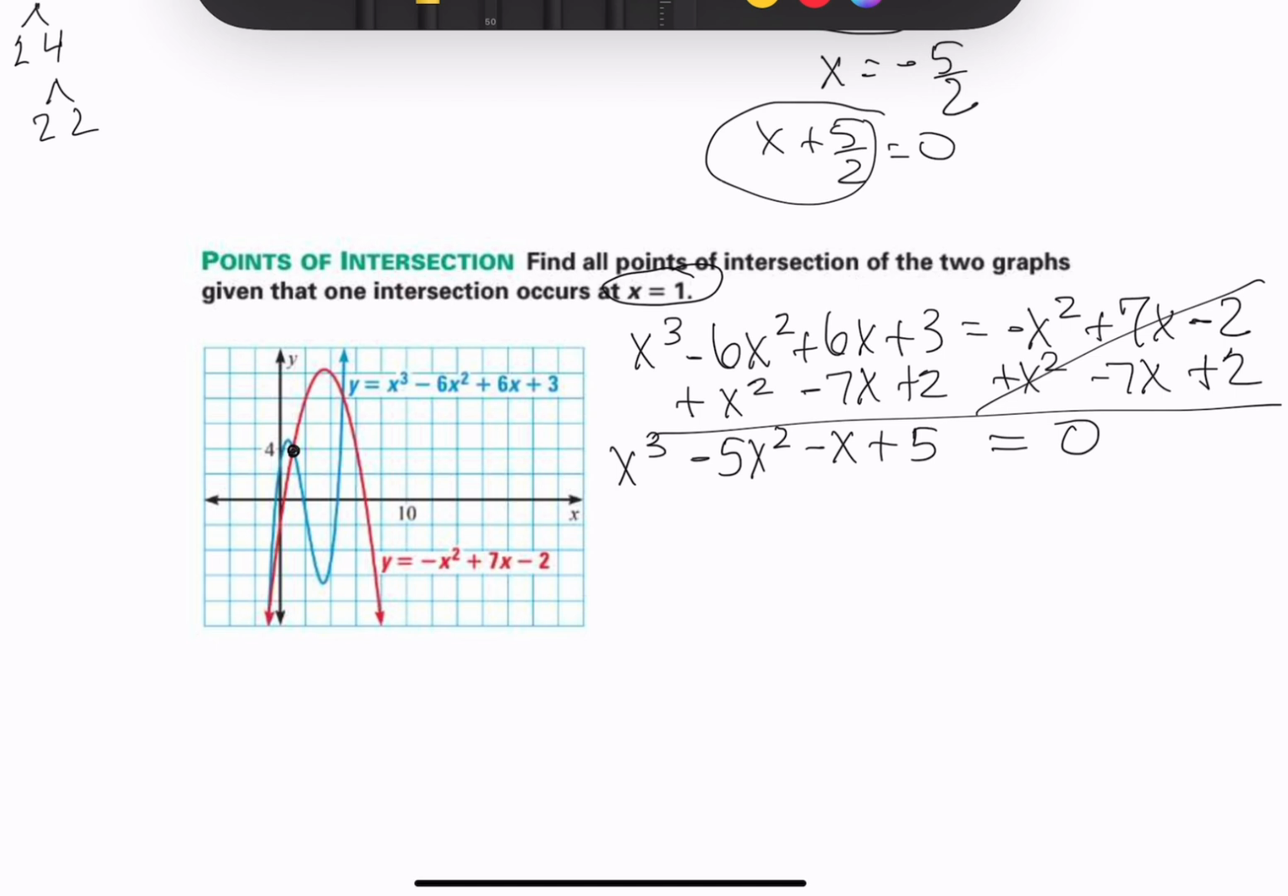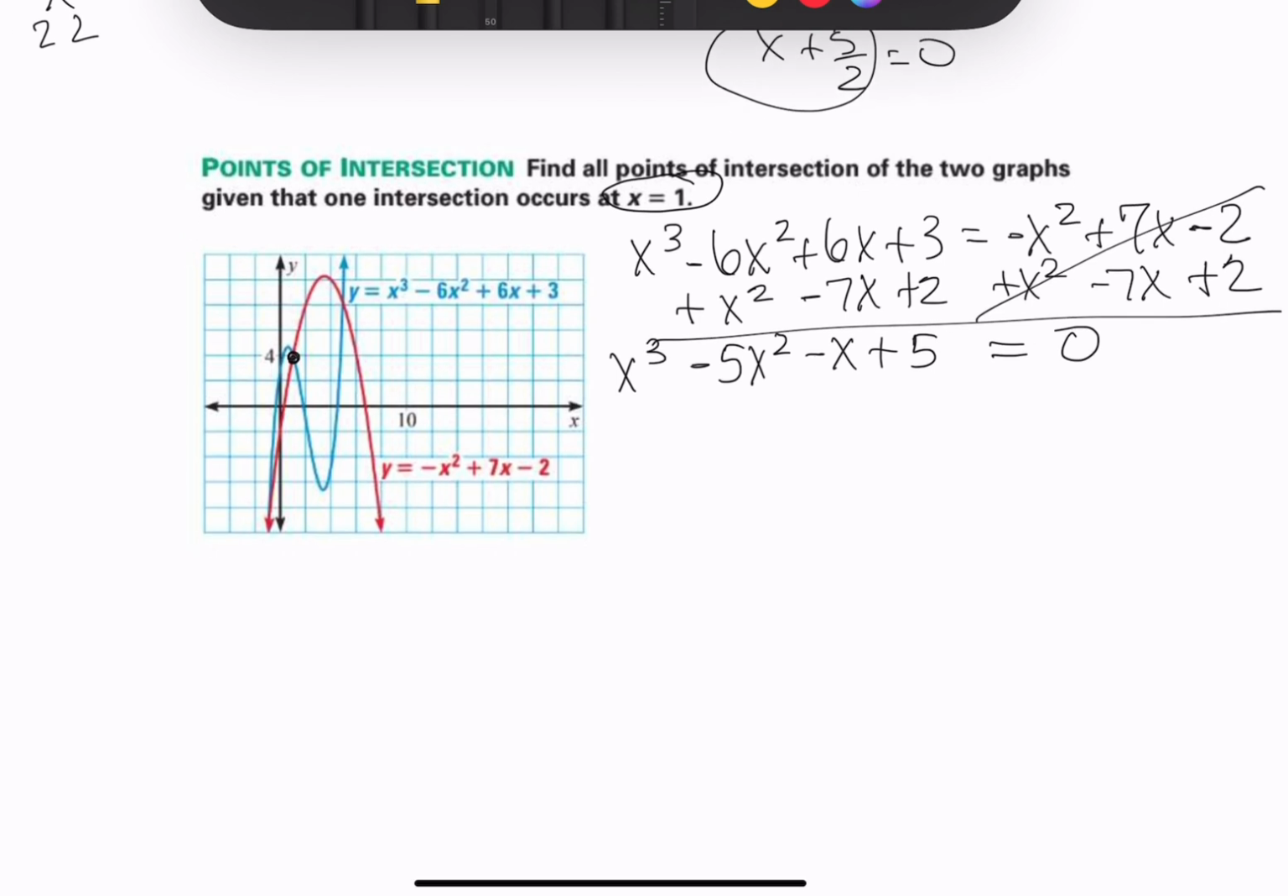I could factor that using factor by grouping, but I'm not going to. Okay, but that would be another way that you could actually solve this, is factor by grouping. I'm going to go ahead and use our factor theorem. So I'm going to put a 1 on the outside because I know that that's a 0. I'm going to use a 1, negative 5, negative 1, positive 5. I better get a 0 here.